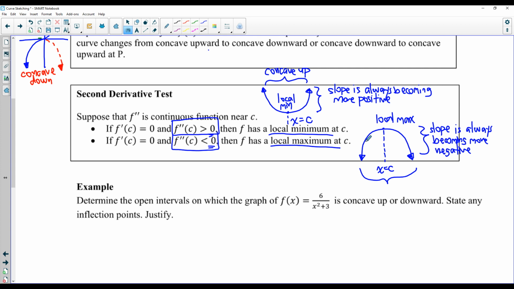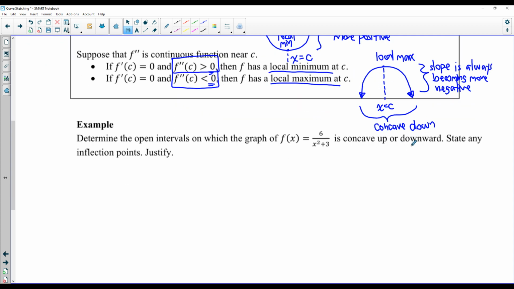And that'll happen if that portion of the graph is concave down. All right, let's get into some example problems.